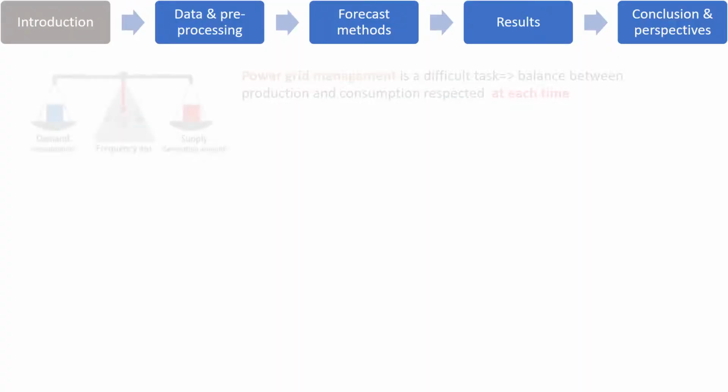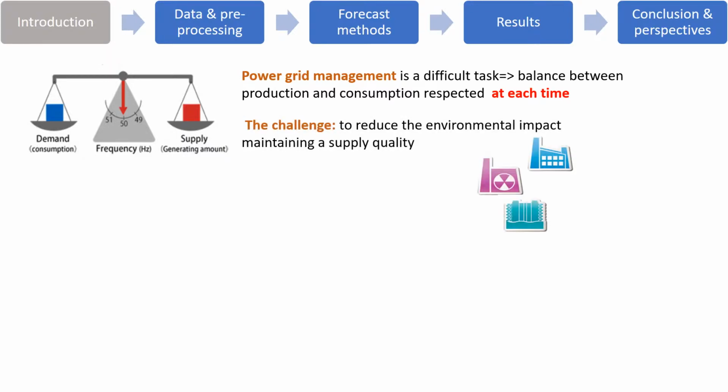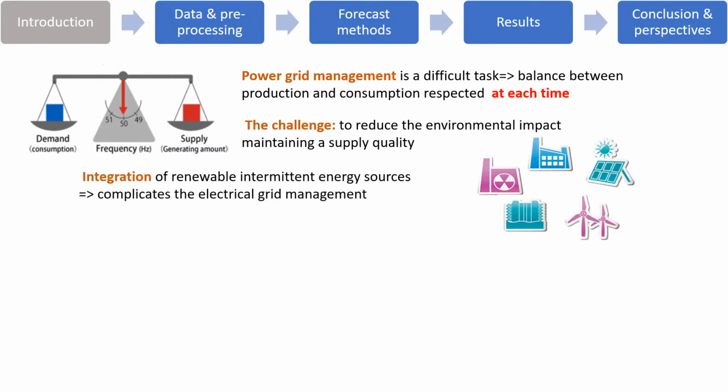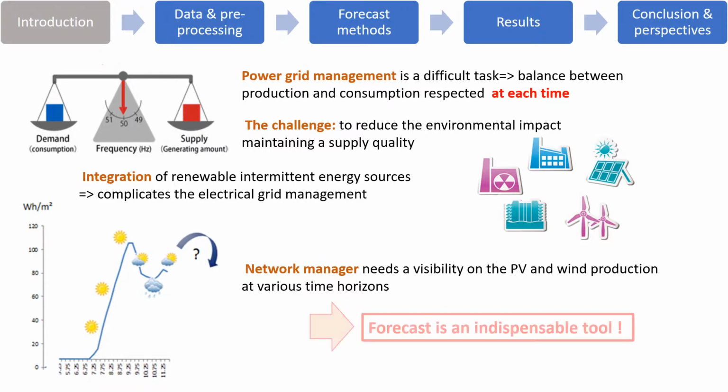First, the introduction. The power grid management is a difficult task. Indeed, the balance between production and consumption has to be respected at each time. The challenge nowadays is to reduce the environmental impact while maintaining a supply quality. Integration of renewable intermittent energy sources complicates the electrical grid management. The network manager needs visibility on the PV, photovoltaic, and wind production at various time horizons. The forecast is an indispensable tool.